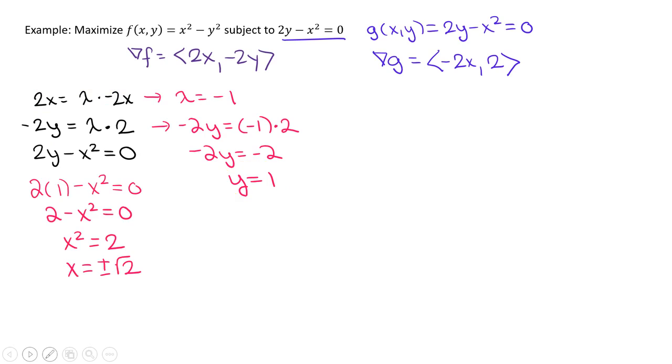And then I'll take that 1 and plug that into my constraint. 2 times 1 minus x squared equals 0. So x squared must be 2. That means x would be plus or minus root 2. So technically I have 2 points here: root 2 comma 1, negative root 2 comma 1. Those are my 2 solutions to this system of equations.